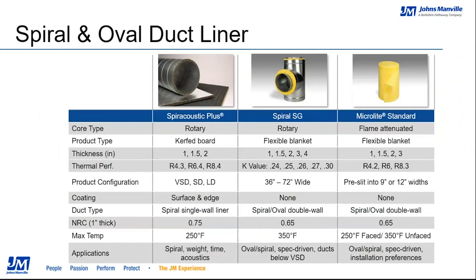When you look at these three very different options, the first one here is our Spiracoustic Plus. It's a rotary-made product, meaning kind of like cotton candy on a board line. It's a 4x10 sheet that comes with a factory-fabricated kerf cut. We groove our board very specifically in our manufacturing facility down in Cleveland, Texas. The board comes in 1 inch, 1.5 inch, and 2 inch thickness, tying to corresponding R values of R4.3 up to 8.4. We have a couple of different product configurations and types of kerf cuts: our VSD or very small diameter, our SD or small diameter, or our LD or large diameter.